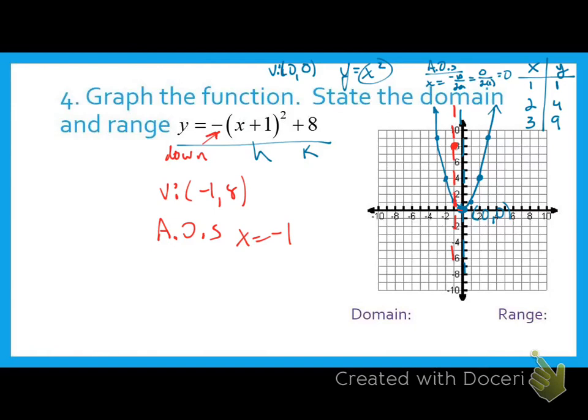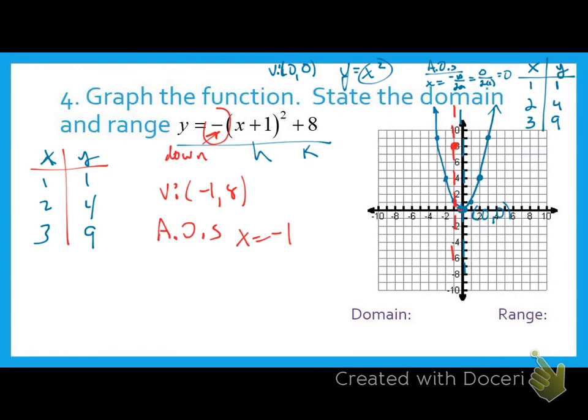Now, our new points. All right, so now we want to create our new points, or our additional points to help us come up with the shape of the graph. Well, again, A will help us with that. A is going to tell us that we're going to actually open down now, and it's going to be just as wide. Now, the way to make that happen is we're going to use the same table of x and y values that we did for the parent function. 1, 2, 3, 1, 4, 9.